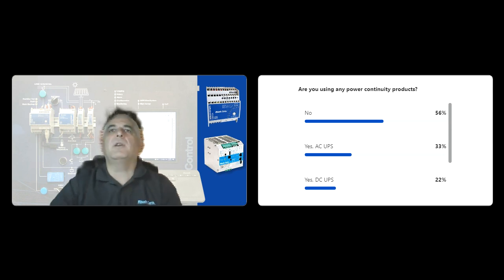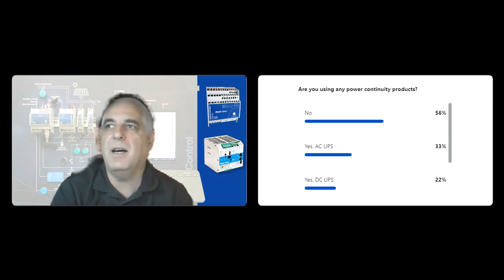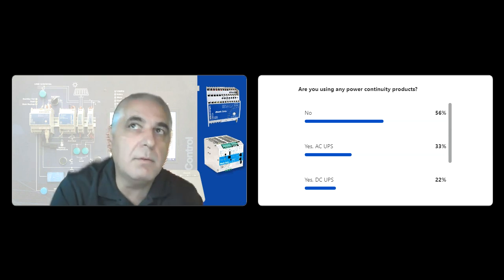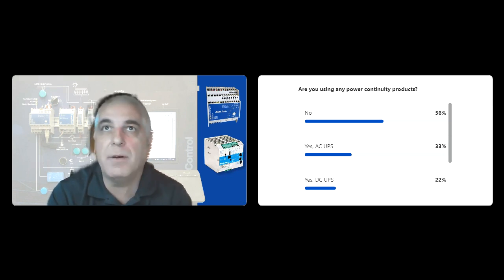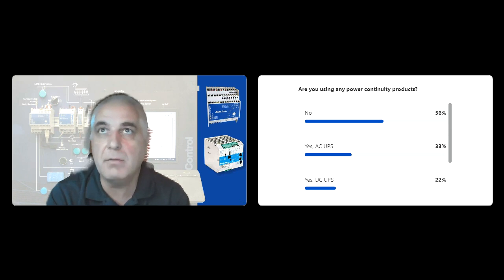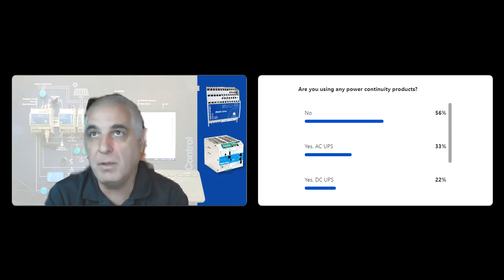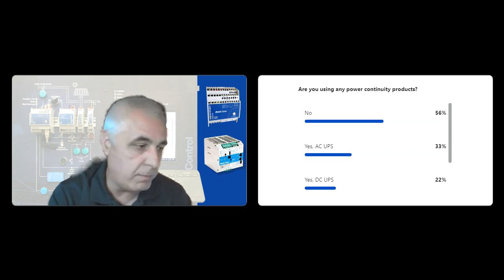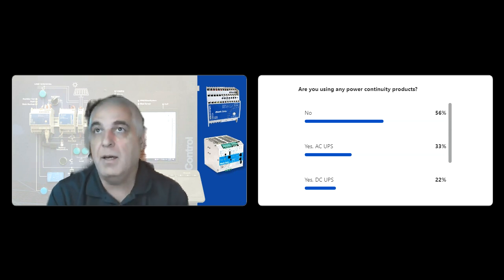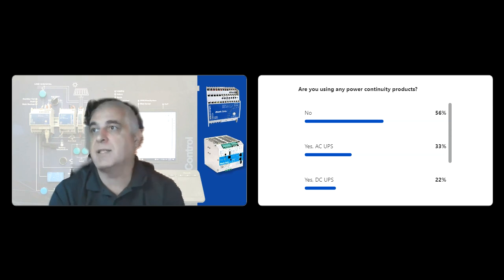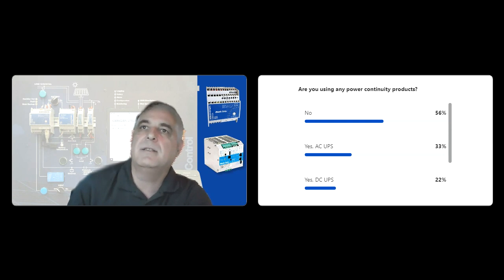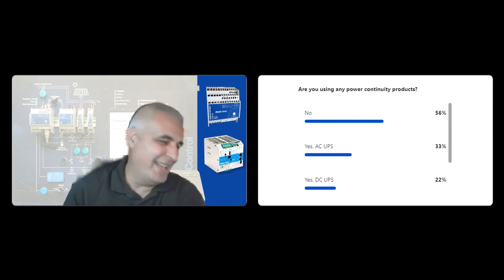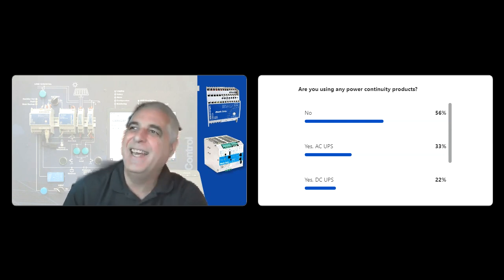Yeah, I'm just wondering about the audience who are responding on this. What I'm glad to see is about a third of our audience using AC UPS systems, about a quarter of the audience using DC UPS systems, and about half of the audience doesn't use a UPS system. Well, perhaps after this webinar is complete, they will be using a UPS system. Hopefully you're right, Matt.